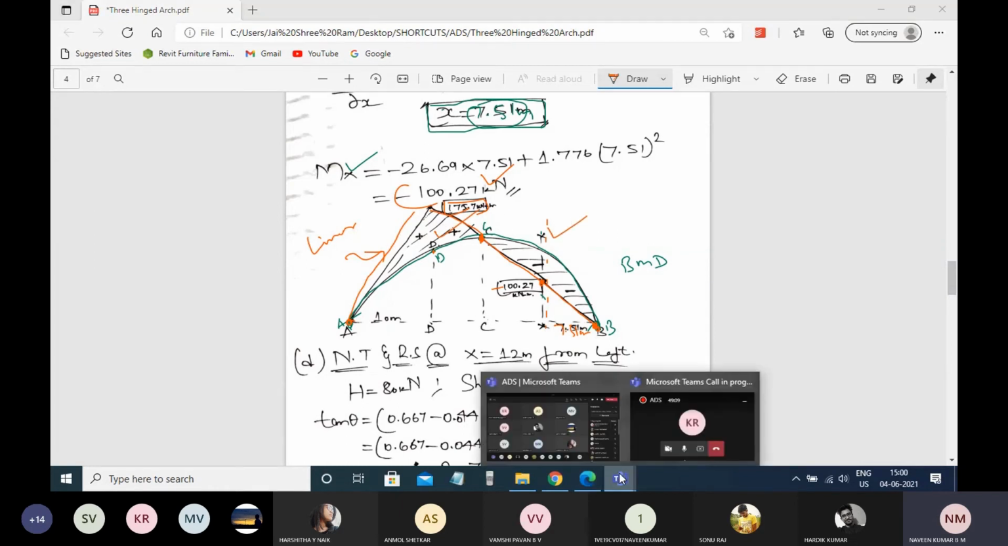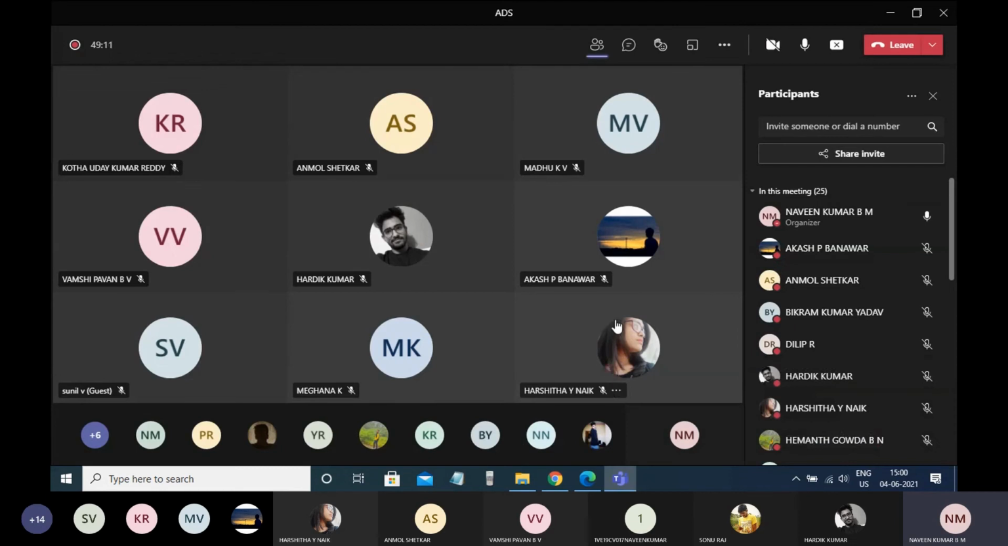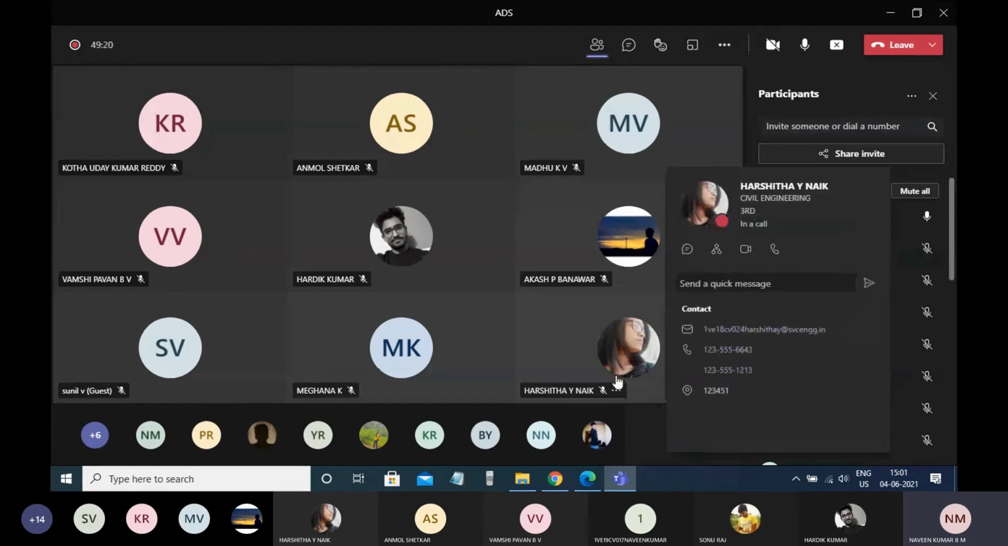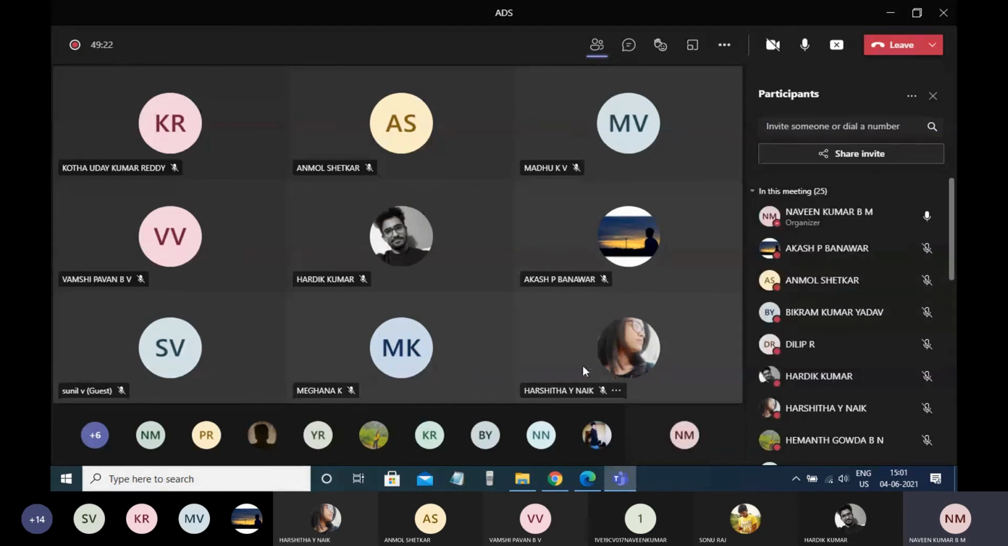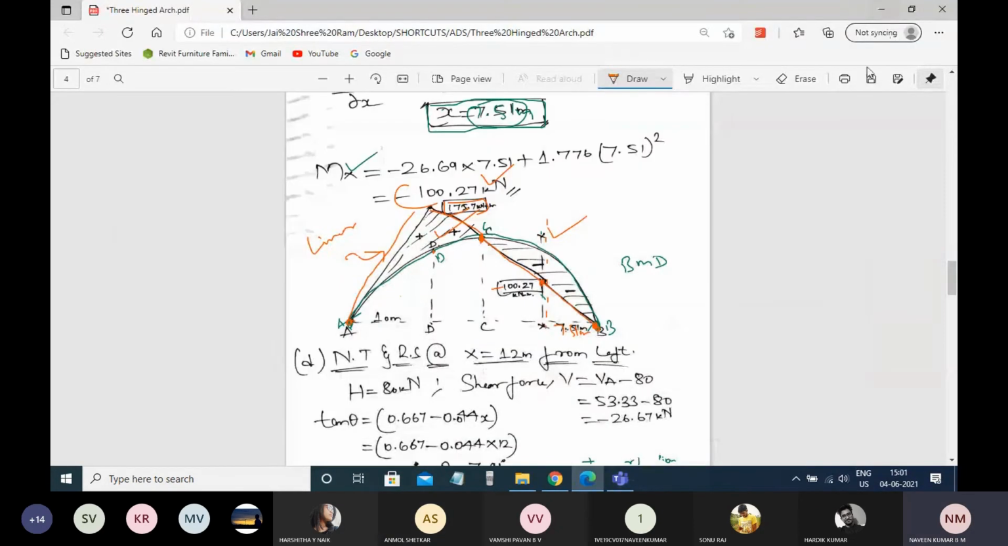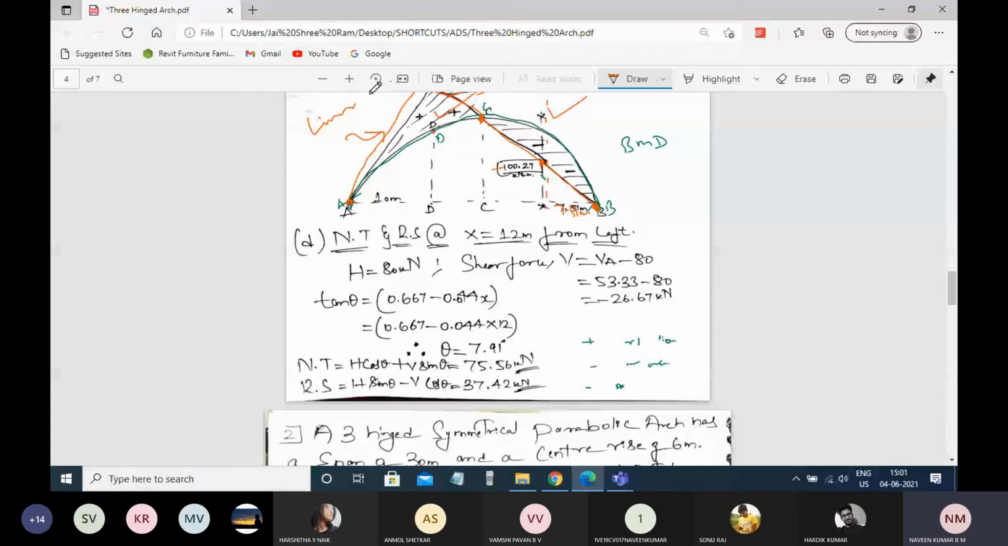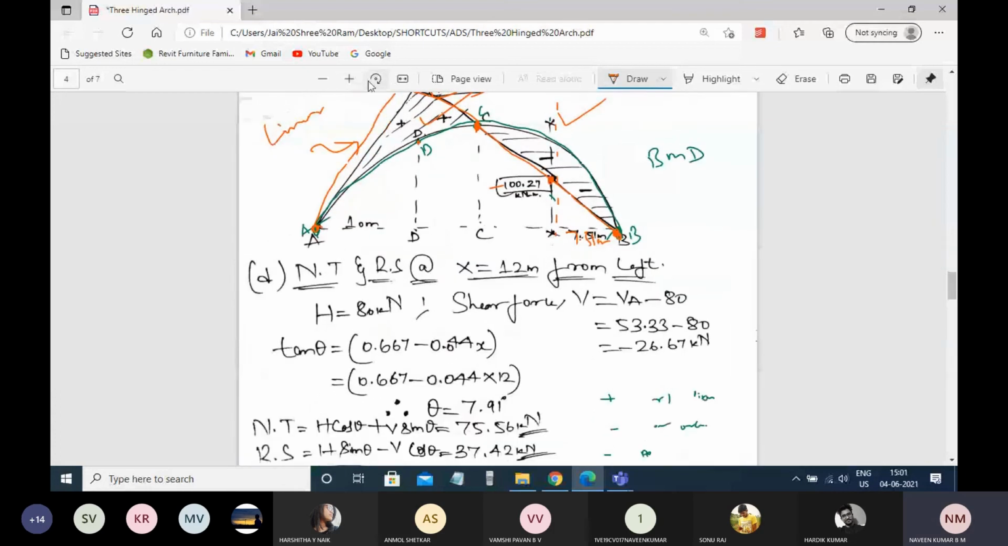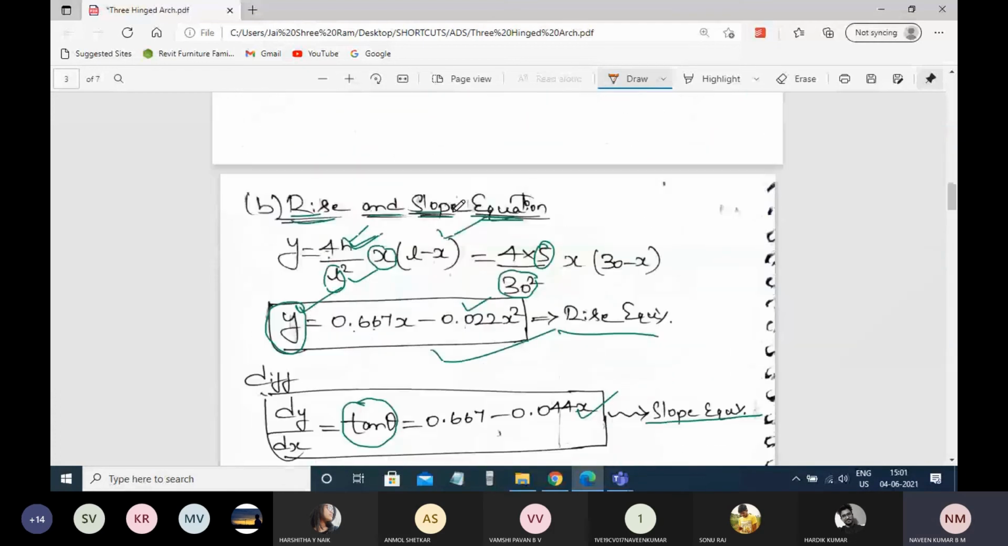So now tell me, any clarifications required in order to write the bending moment diagram? Yes, any clarifications required? No, sir. Others? No, sir. Okay, so now we have finished.